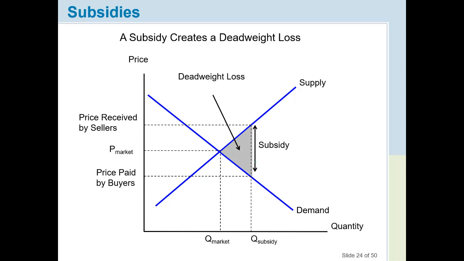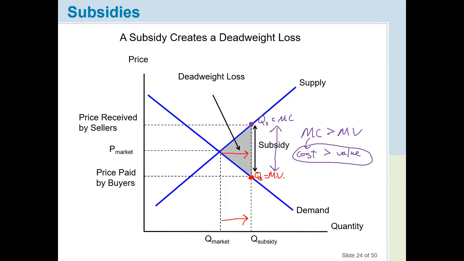So the subsidy causes us to increase quantity beyond the equilibrium quantity, and at this quantity where we are in the demand curve, that would be the marginal value of the product, is way less than where we are here on the supply curve. And remember, that's the marginal cost of the product. And what's true here at our subsidy quantity? Well, marginal cost is greater than marginal value. In other words, the cost of producing these units of the good is greater than the value for consumers to use them. And when cost is greater than value, we normally don't want that to occur.